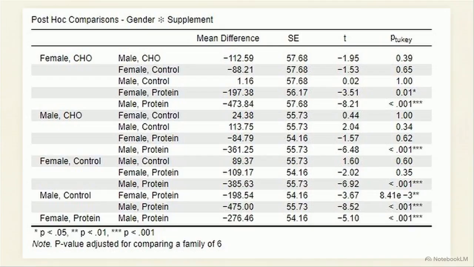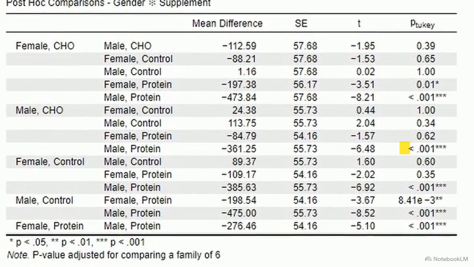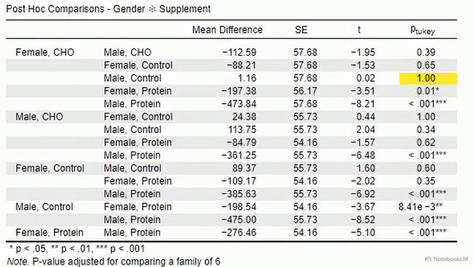Here is the resulting post-hoc comparisons table. Looking at the adjusted p-values in the final column, we see highly significant differences when comparing the control group and the carbohydrate group against the protein group. However, there is no significant difference between control and carbohydrate.